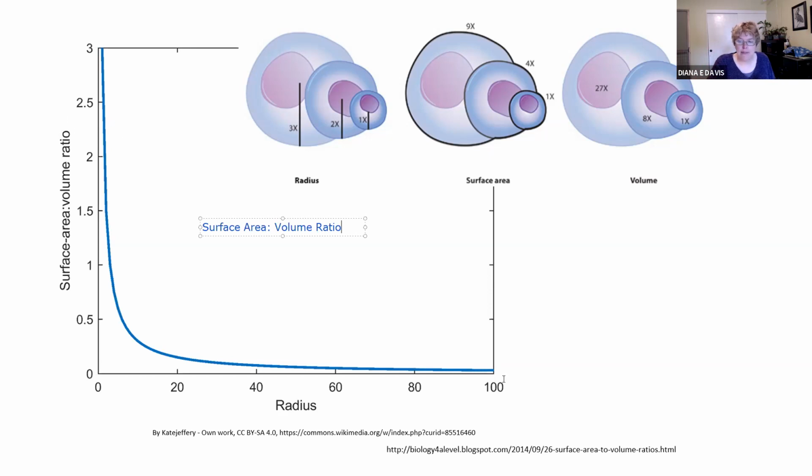So this graph, there's the radius of a cell. That's this dimension from the edge to the center. And then on this axis, there's the surface area to volume ratio. So you can see that small cells have proportionally more surface area. And once they get too large, the relative amount of surface area decreases drastically. So I'm going to go to the whiteboard and explain this again, because it's a complicated concept.